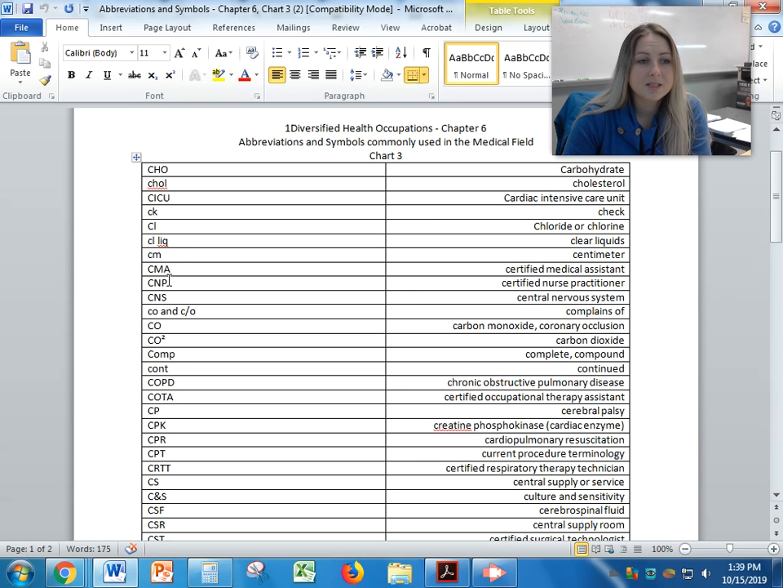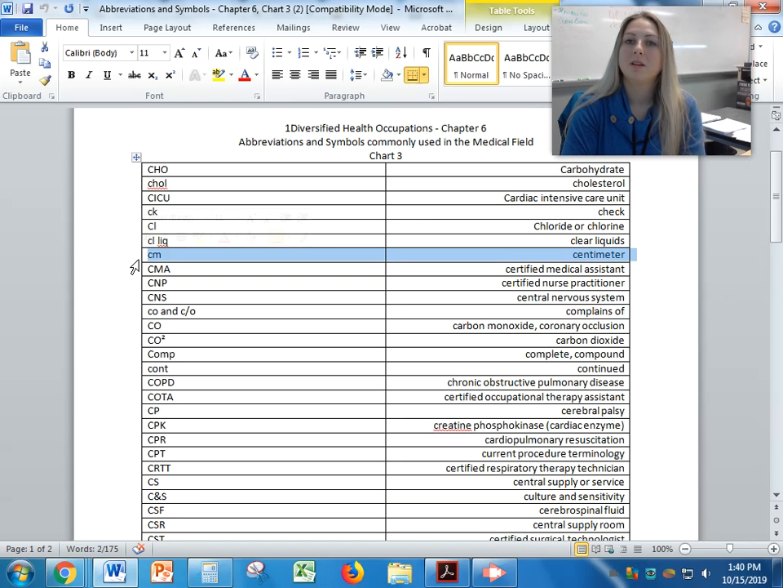Okay. Next is centimeter. This is a unit of measurement that we use in medicine. Everybody else is standard across the world. America just wants to be different and does everything in inches and feet. But generally in medicine, if you have a laceration on the arm, which is a cut on the arm, you will measure it in centimeters. You'll say this is a 5 or 10 centimeter laceration on the left anterior lower arm, right? So centimeter, cm.